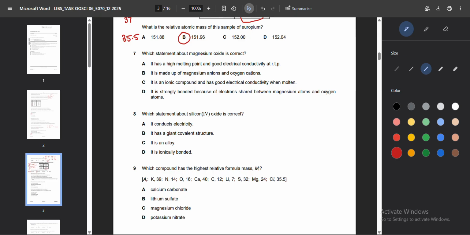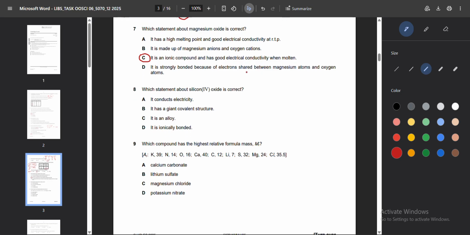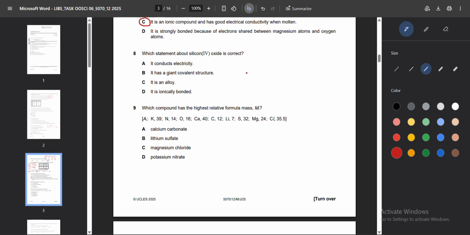Magnesium oxide, magnesium is metal, oxygen is non-metal, so it is an ionic compound and has a good electrical conductivity when molten. Yes, so option C is the correct one. We will not select the first one, that it has high melting point and good electrical conductivity. They have not mentioned whether it's in molten state or in dissolved state, so option C is the correct one.